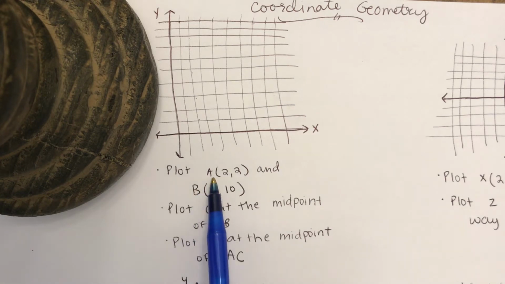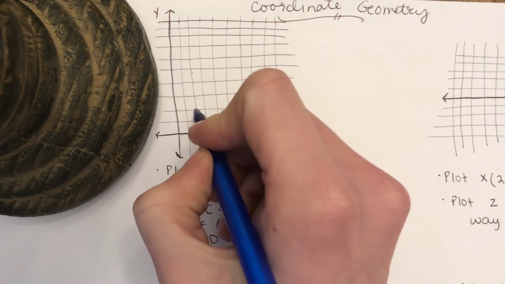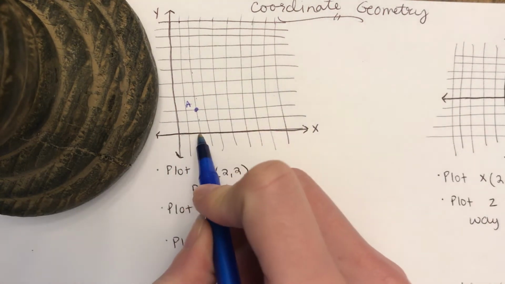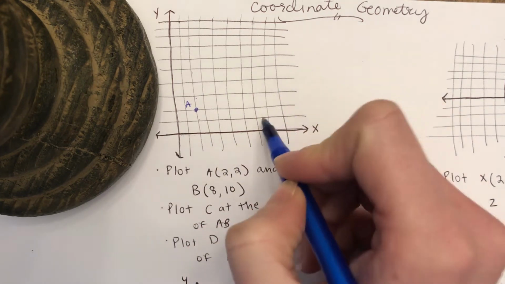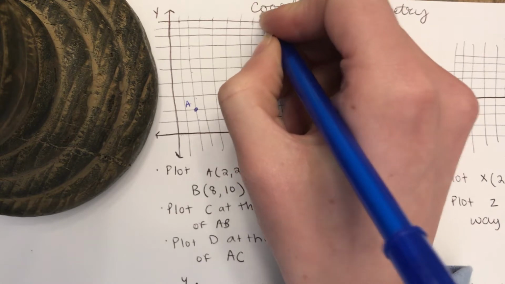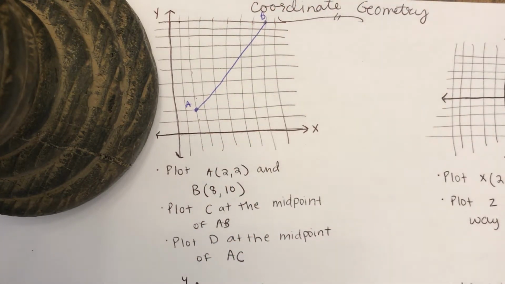So for this first one, it says plot A at 2, 2 and B at 8, 10. So I'm going to plot A at 2, 2, and then I'm going to plot B at 8, 10, and then I'm going to connect them. Okay, so you've got A and you've got B. Now, part C says to plot C at the midpoint of AB.